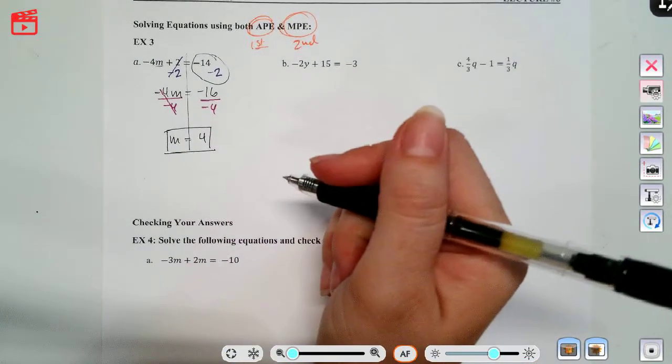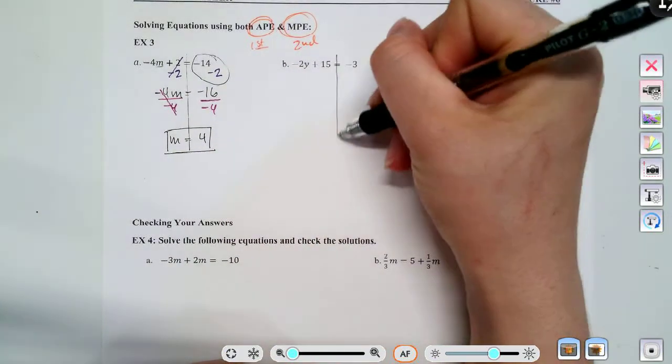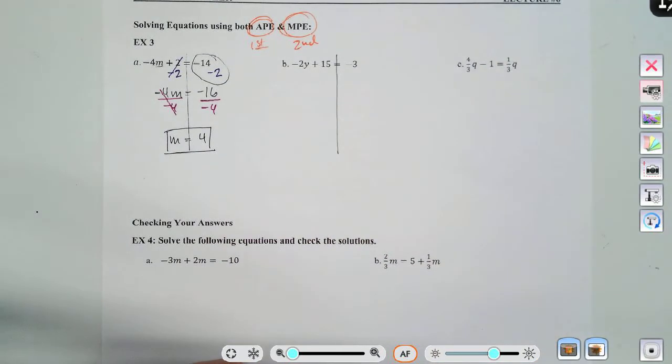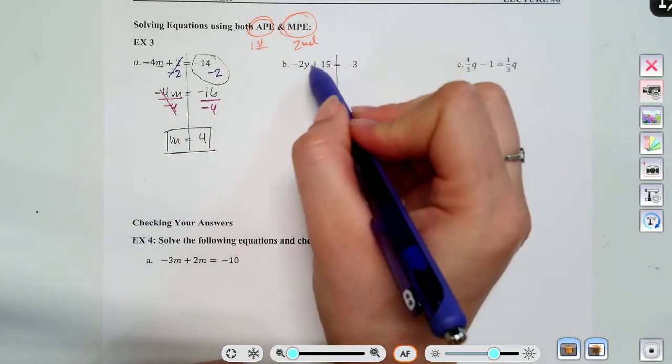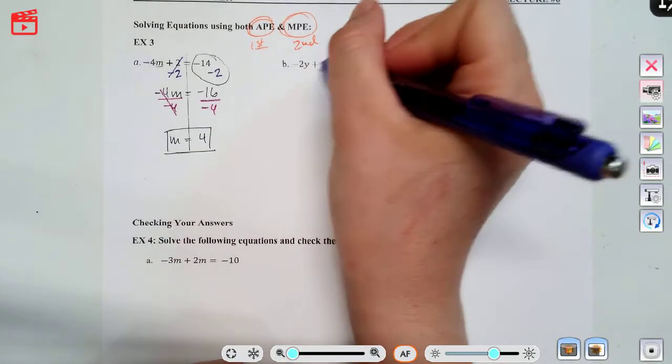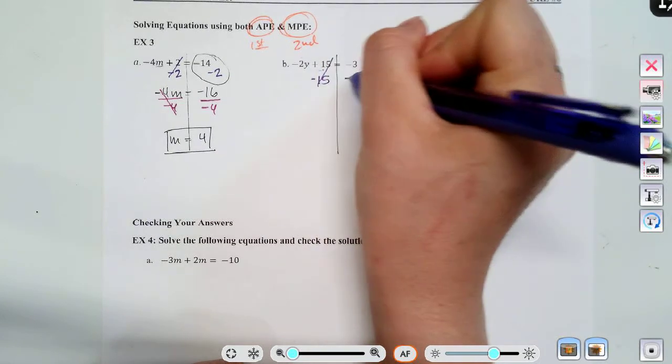And b. Go ahead and try to see if you know what we should do first. Okay, so the first thing I would do is get rid of that 15 there, because we have that 15 being added and that 2 being multiplied. So that's -15 from both sides.